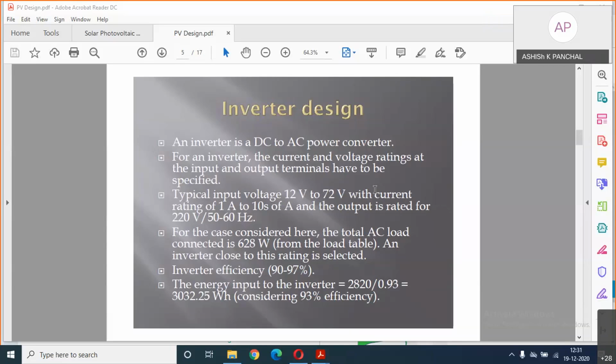So in this inverter selection, you must know what is the input voltage, what is the input current, and what is the output voltage. Normally in the inverter, the input is DC, in multiples of battery voltage: 12 volt, 24, 48, 72 volt. Current may range from 1 to 10 ampere, and output is always fixed, that is 220 volt, either 50 hertz or 60 hertz, right?